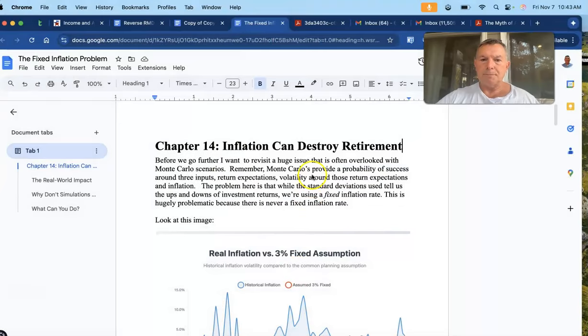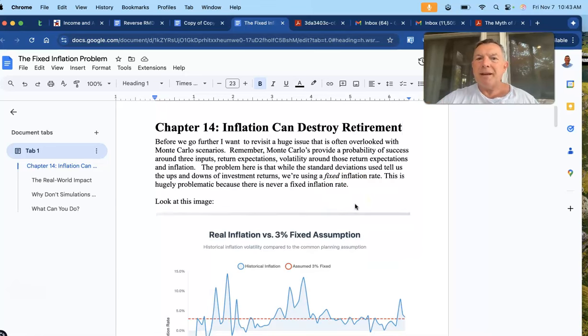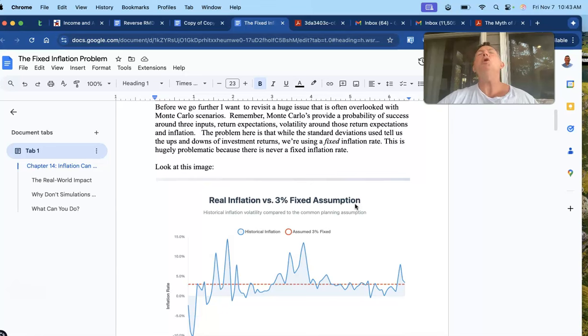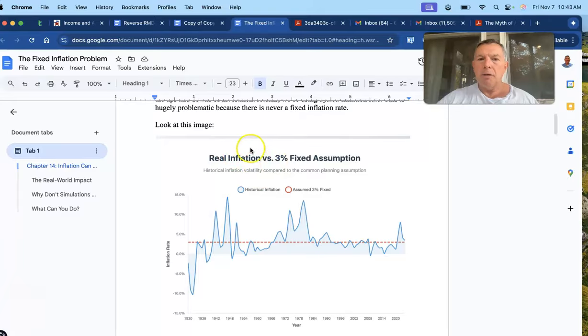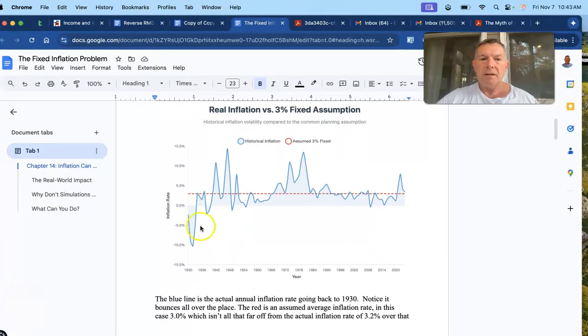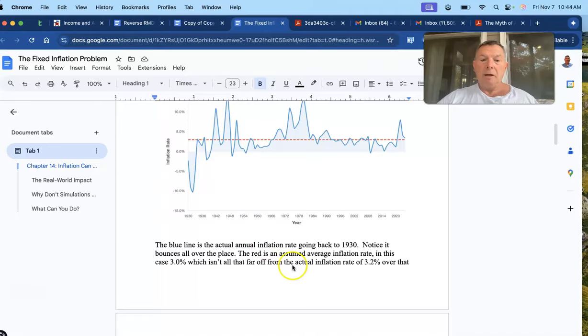So check this out. The problem here is that while standard deviations are used to tell us the ups and downs of your portfolio, we're using a fixed inflation rate. This is hugely problematic because there is no such thing as a fixed inflation. Compare right here, real inflation versus 3% fixed. 3% fixed is in the red. Real inflation is hardly ever anywhere near 3%. And the funny thing is, the average inflation from 1930 to 2024 was 3.2%, which doesn't seem that far off from a 3% fixed inflation. But it wasn't anywhere near that.